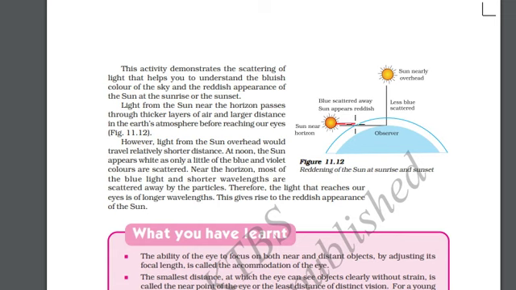and shorter wavelengths are scattered away. Therefore, the light that reaches our eyes is composed of longer wavelengths. Red color, orange color and yellow color have longer wavelengths compared to violet, indigo, blue. This gives rise to the reddish appearance of the sun during sunset and sunrise.